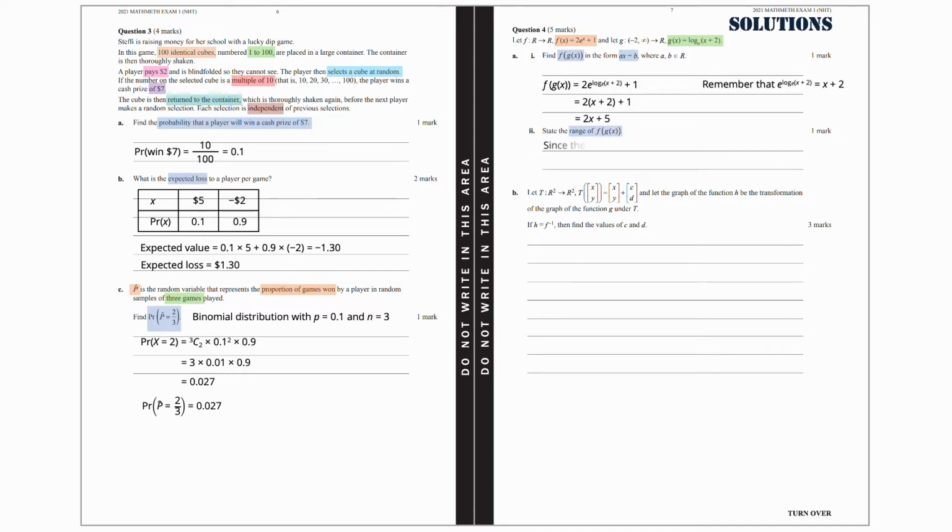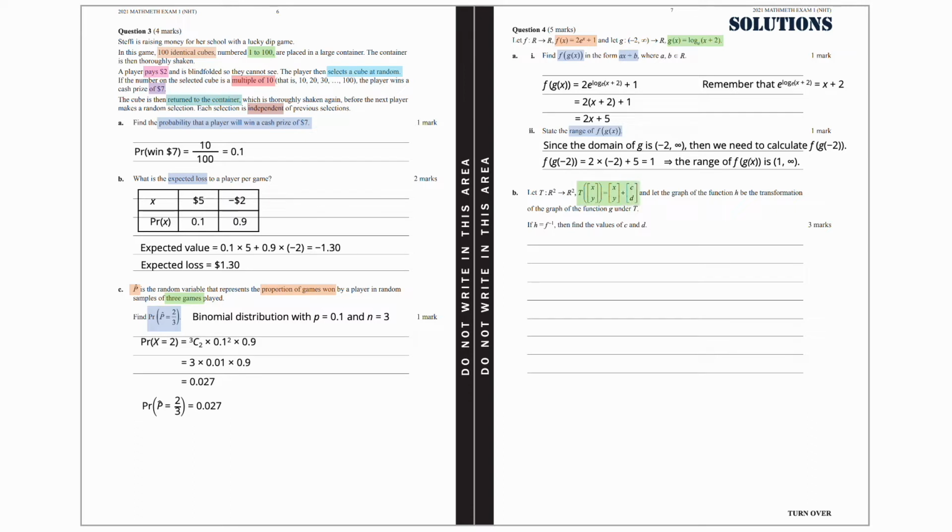Since the domain of g is -2 to infinity, then we need to calculate f of g of -2. And that equals 2 times -2 plus 5, which equals 1. So the range of f of g of x is 1 to infinity.